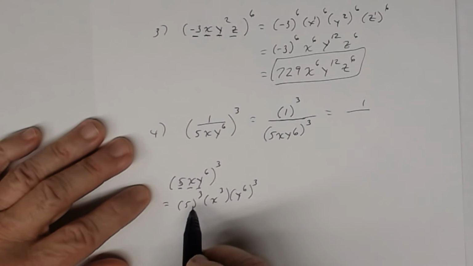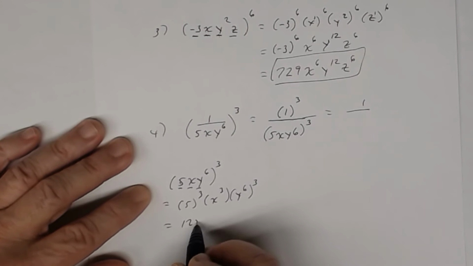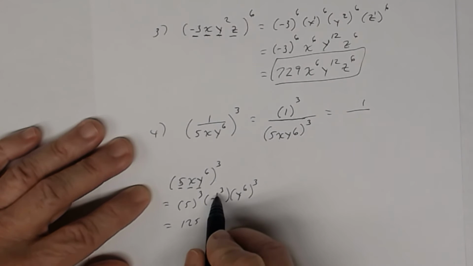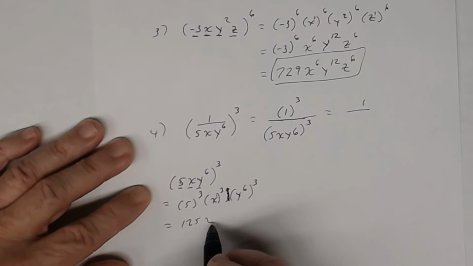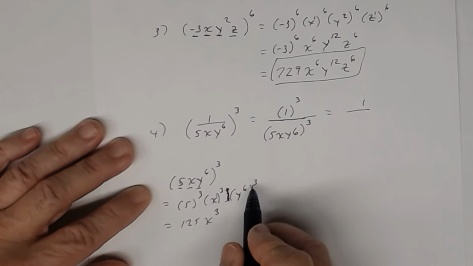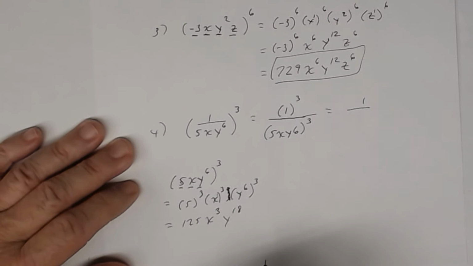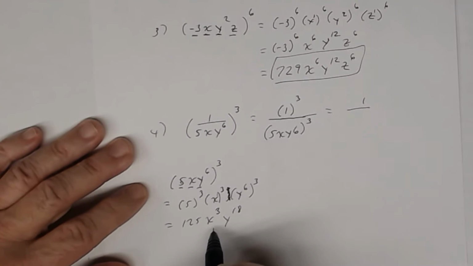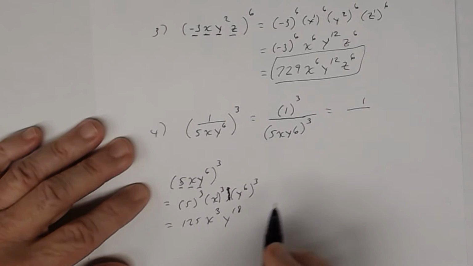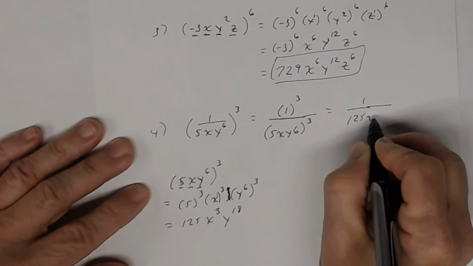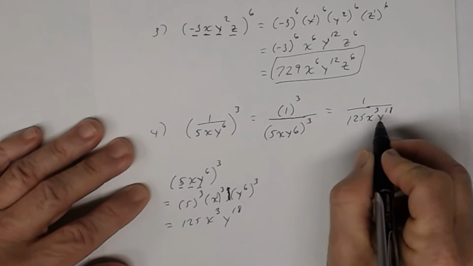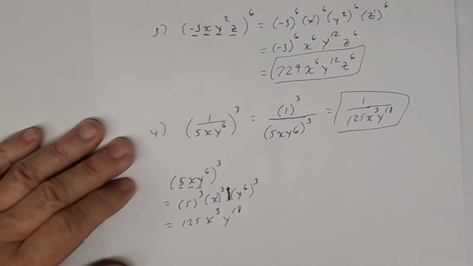Using your calculator, 5 to the third power is 125. And I forgot to put this x in parentheses, sorry. So that's x to the third. Remember there's a 1 here, so x to the first raised to the third, 1 times 3 is 3, so that's x cubed. And then 6 times 3 using the power of a power rule, 6 times 3 is 18, y to the 18th power. And that's the denominator. So my denominator is 125, x to the third, y to the 18th. Just make sure you extend it, and it looks like this. There's your answer.